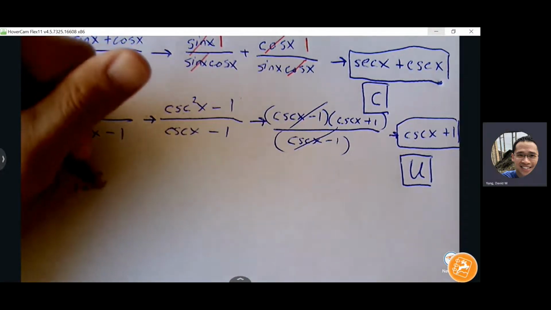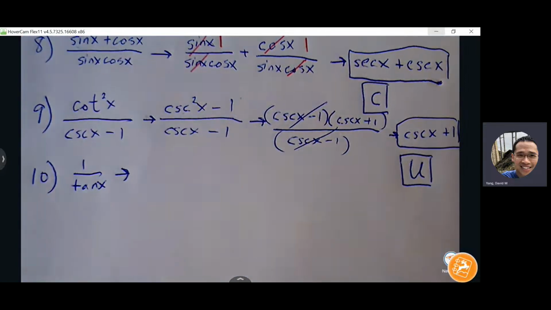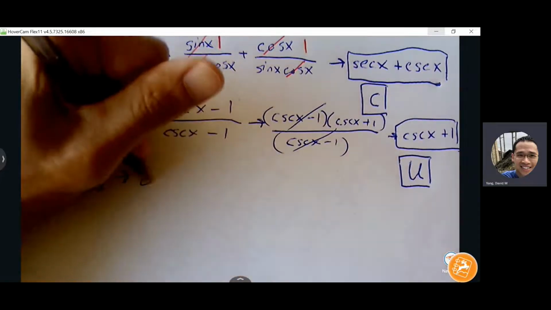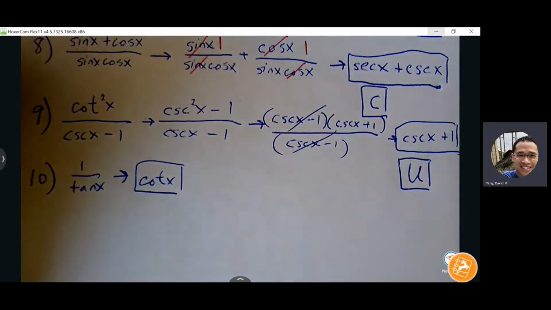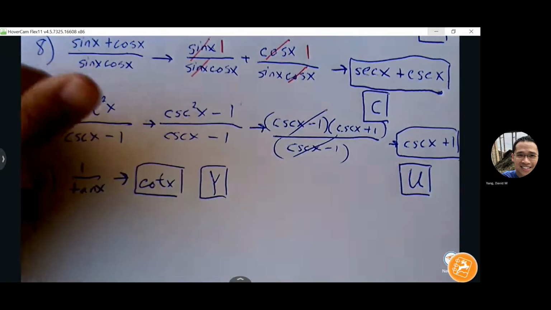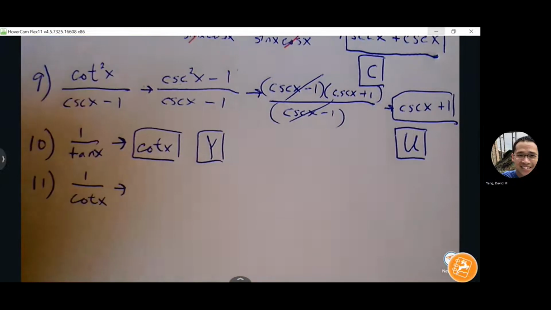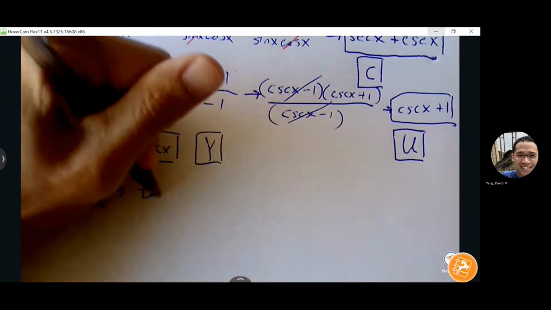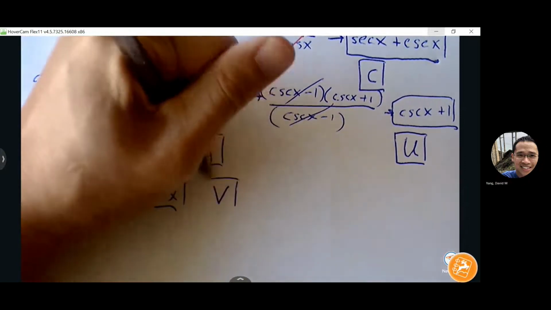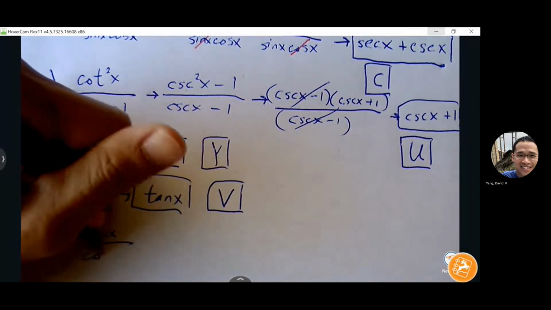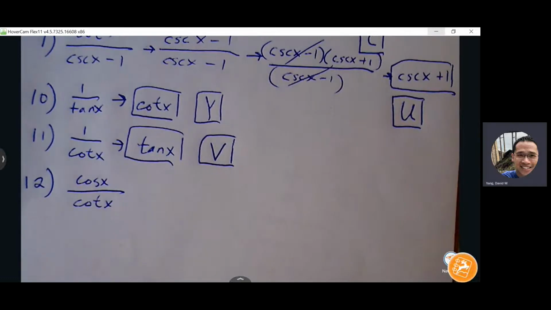Okay, I think this one may feel a little easier here. What's 1 over tangent? What's the cleanest form that we can get? Cotangent, right? All right, what about 1 over cotangent? Tangent. Cosine over cotangent. Anyone have a strategy to take as your first step?